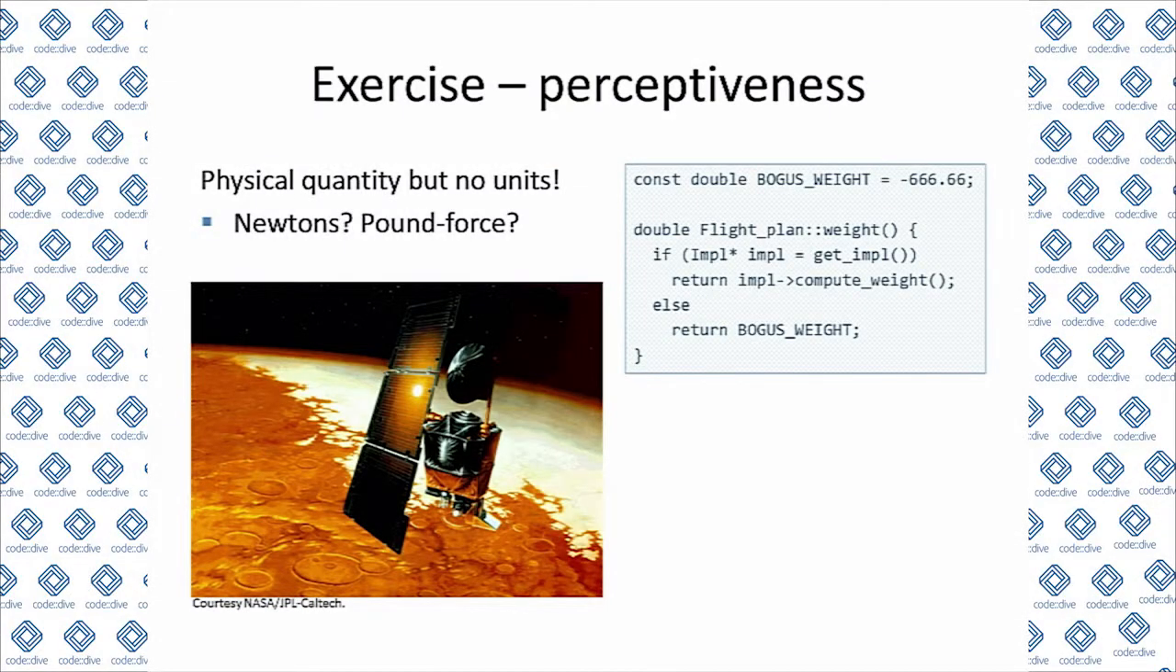This is a couple I have identified, and they are different. We are talking about quantities, but there is no unit. So if we get a double like 10,000, what is it? 10,000 newtons? Or is it imperial units? You don't know. Perhaps it's not a problem.